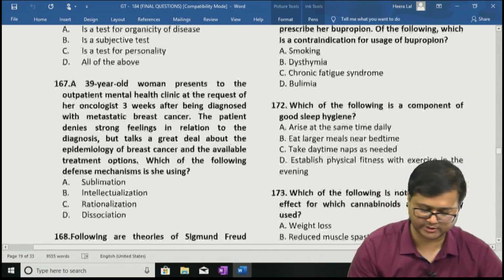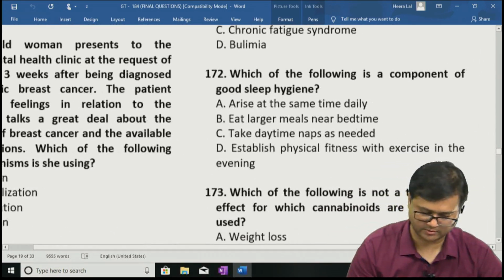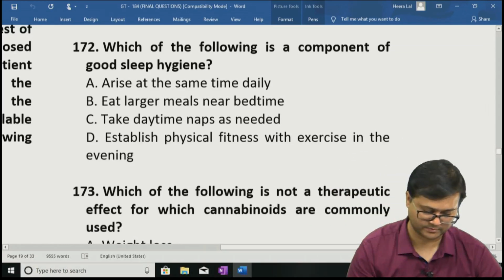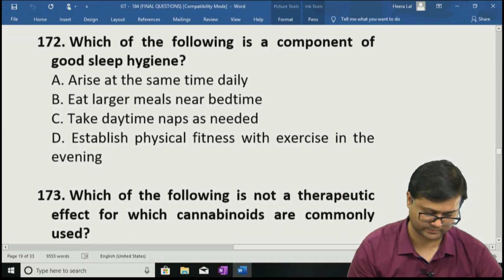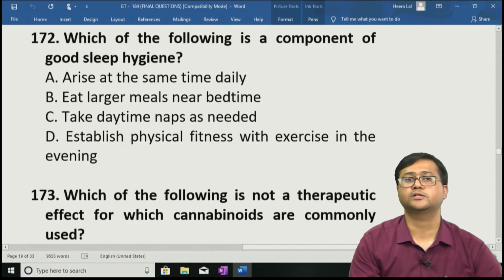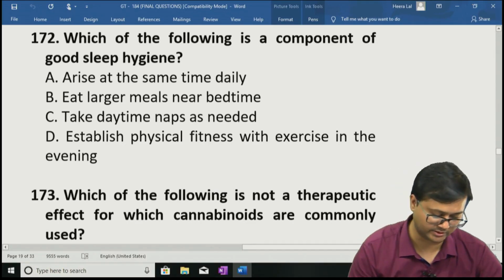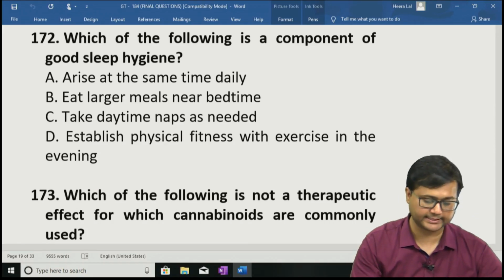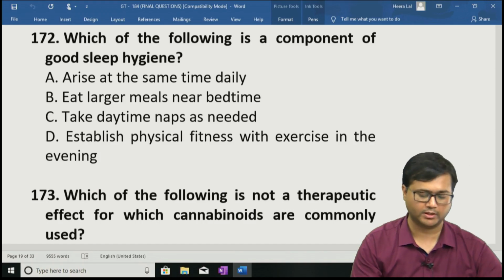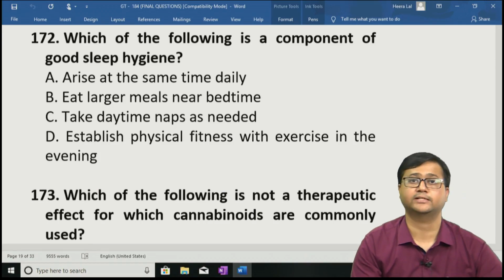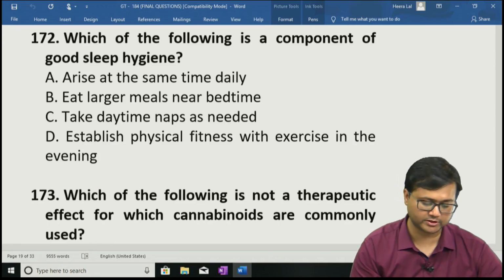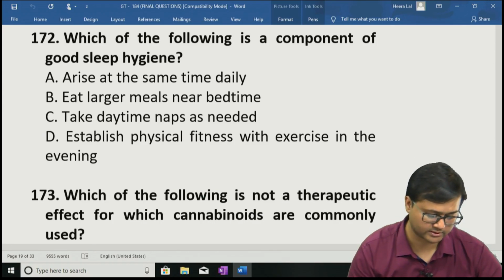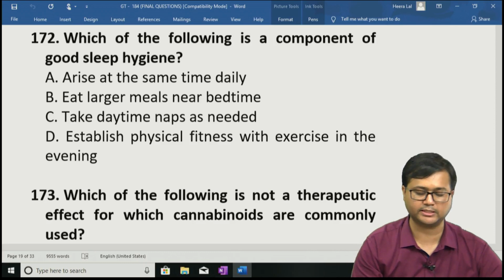Now let us discuss the next question, question 172. Which of the following is a component of good sleep hygiene? Option A, arising at the same time daily. Option B, eat larger meals near bedtime. Option C, take daytime naps as needed. And option D, establish physical fitness with exercise in the evening. So the correct answer is option A, that is arise at the same time daily.